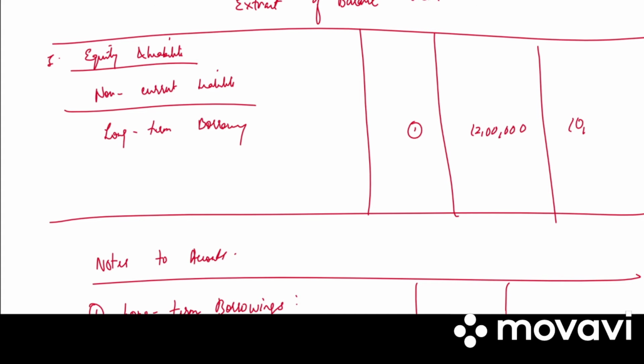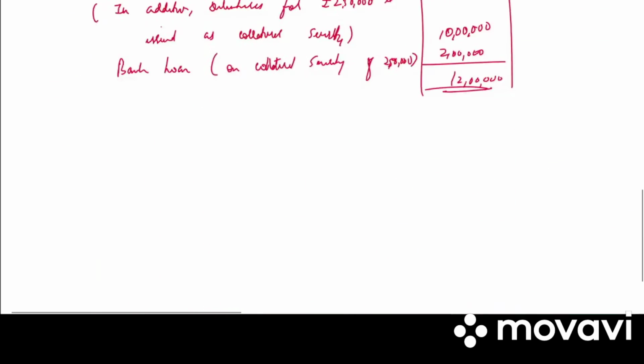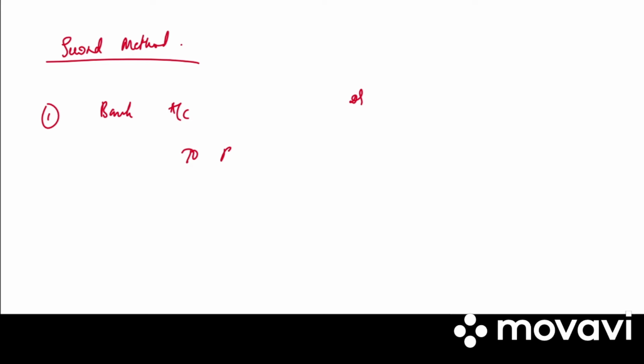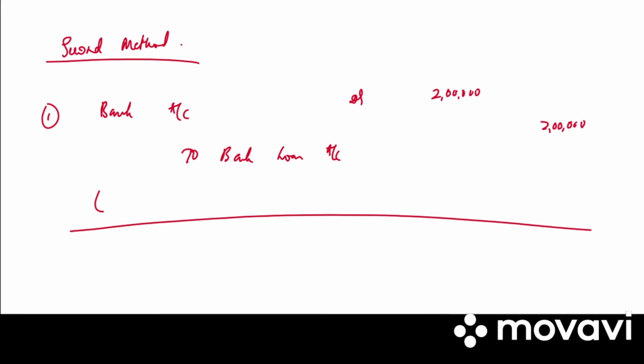And for the previous year it is 10 lakh rupees. Clear? After this, write down second method. We need to pass the journal entry. First one is bank account debited to bank loan account. How much is it? 2 lakh debit, 2 lakh credit. Write the narration. Loan taken from the bank.